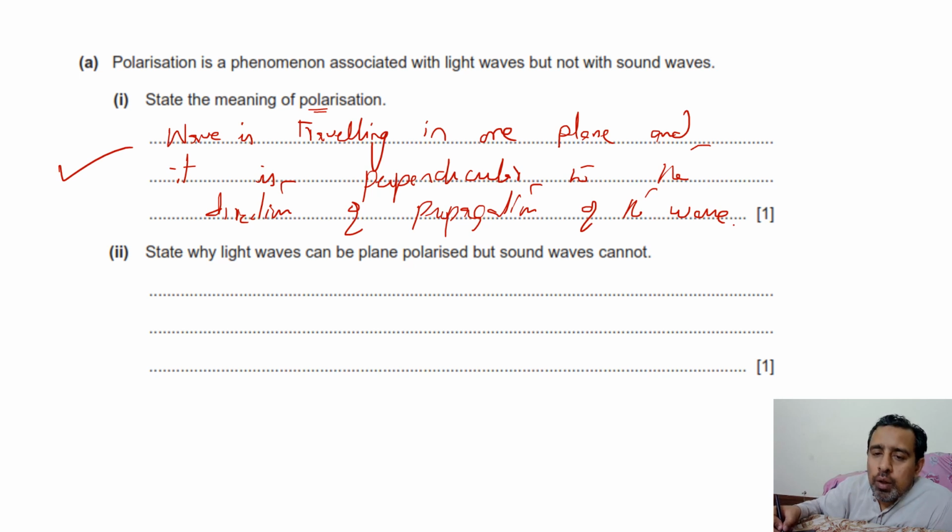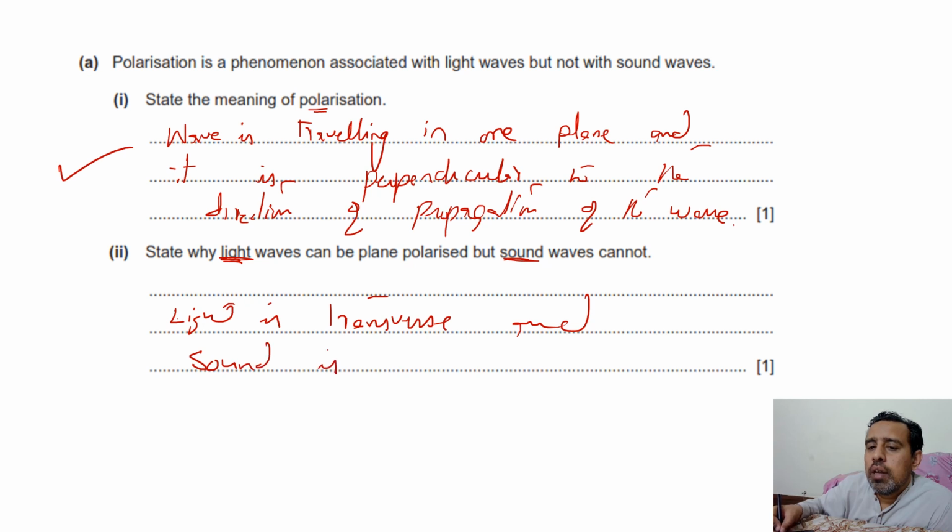Now, state why light waves can be plane polarized but sound cannot. In fact, light is transverse while sound is longitudinal. Because light is a transverse wave and sound is a longitudinal wave.